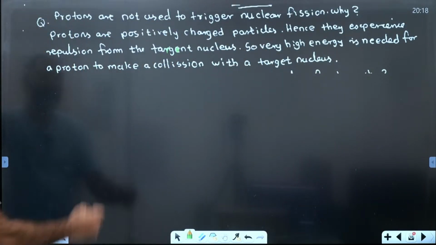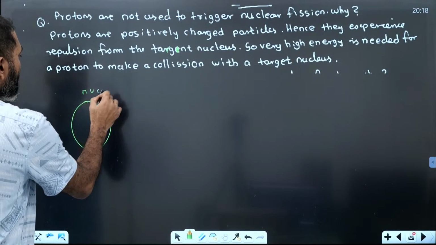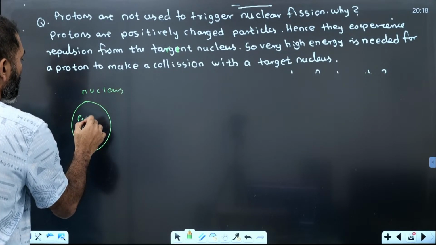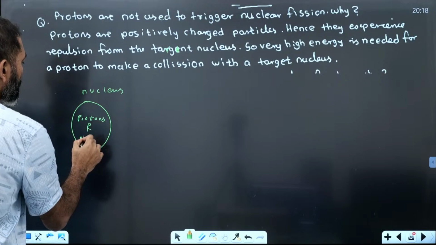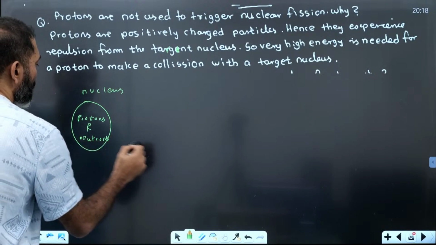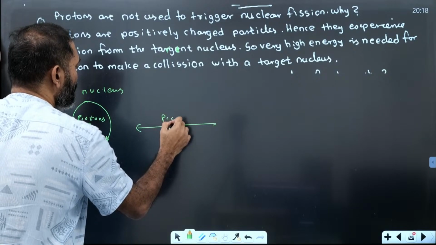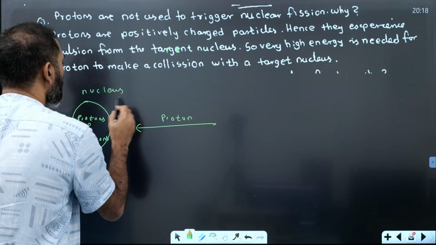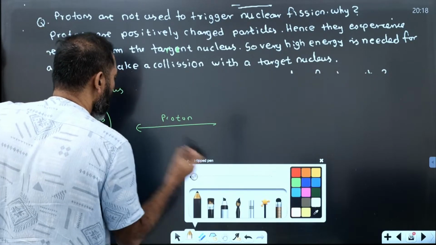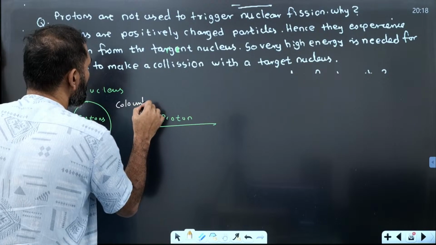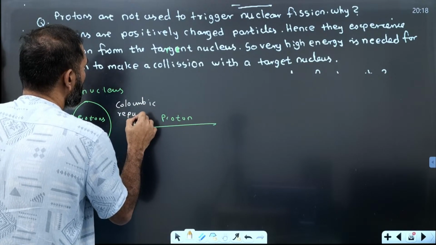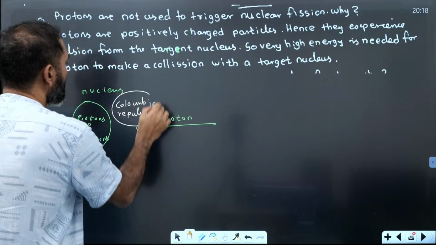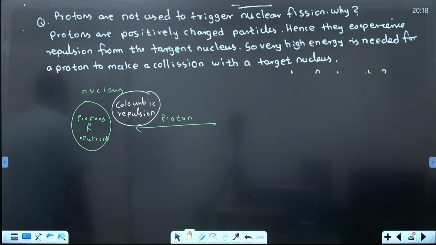Okay, why are protons not used? Suppose this is a nucleus. This nucleus contains what? Protons and neutrons. Not just this nucleus, all nuclei contain protons and neutrons. When you use a proton to induce a nuclear reaction, these two protons will have Coulombic repulsion between them. So we have to spend extra energy to overcome this repulsive force. That is the reason why we are not using protons in nuclear reactions. Please note it down.